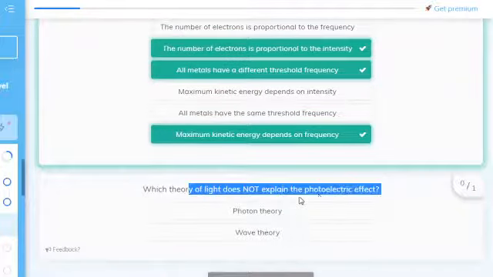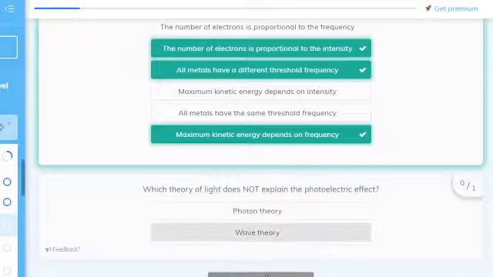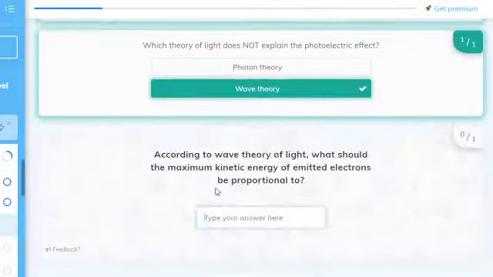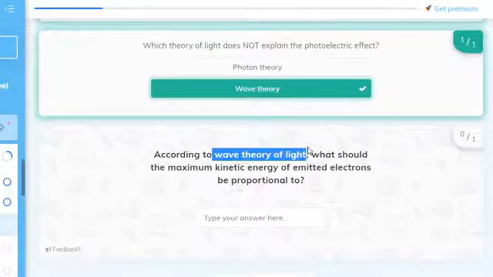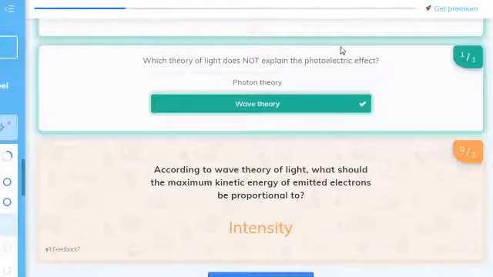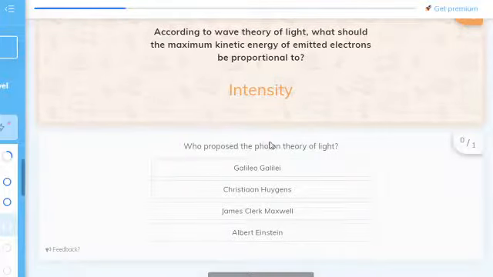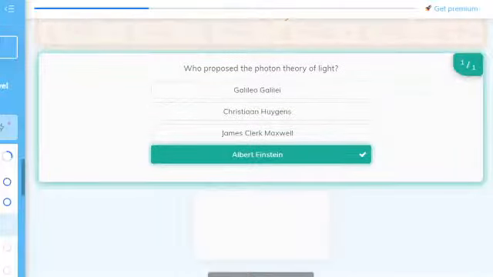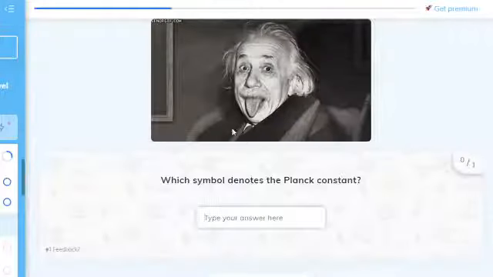What theory of light does not explain the photoelectric effect? Wave theory. According to the wave theory of light, what should the maximum kinetic energy of emitted particles be proportional to? It should be proportional to intensity. I wrote frequency and then gave up. Who proposed the photon theory of light? Einstein. Genius. Yeah, why do you have this picture?